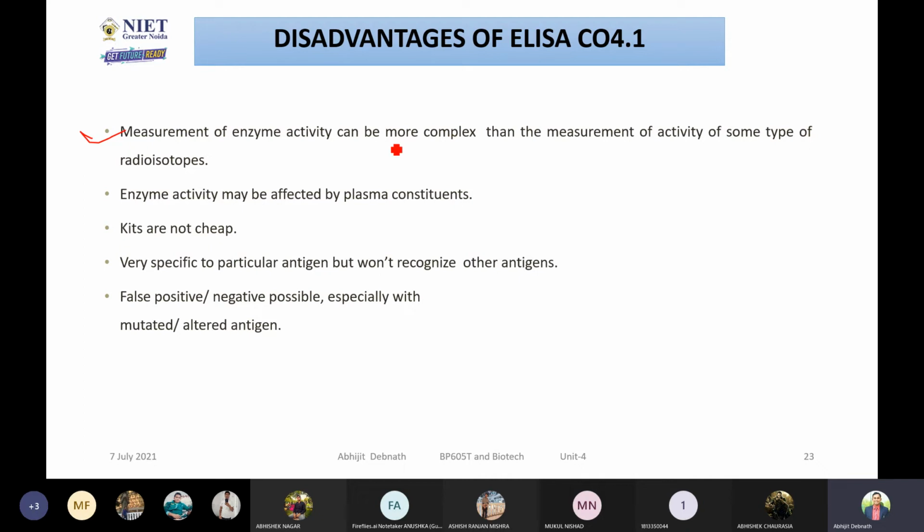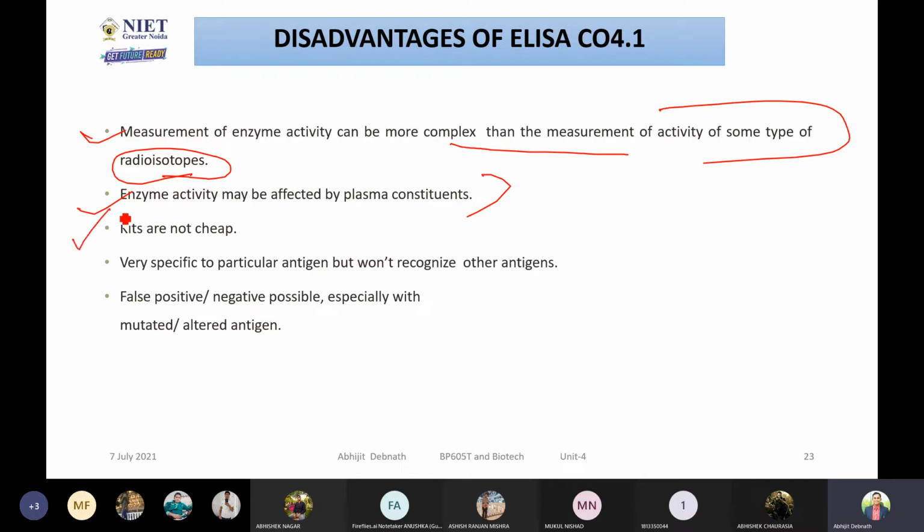Measurement of enzyme activity is more complex than the measurement of the activity of some types of radioisotope. Another problem is that enzyme activity may be affected by plasma constituents. If some other constituent is present in the plasma and binds with the surface agent, like the antibody or antigen, then it will cause a problem. And kits are not that cheap. Earlier they were very expensive, but right now they are very cheap.